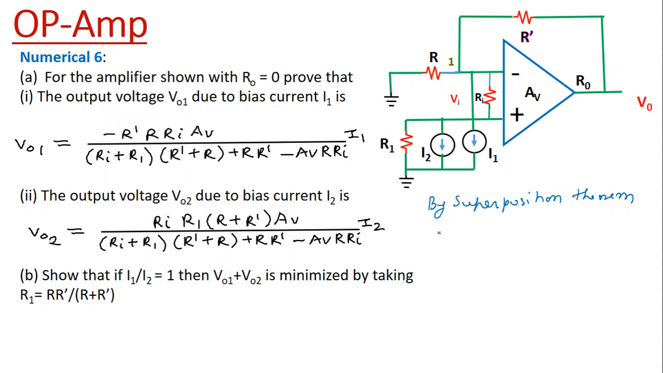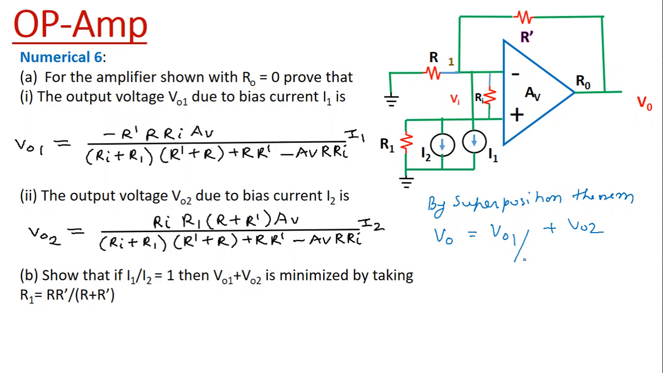According to superposition theorem, we find the output voltage with respect to one current source, and the second current source will be inactive at that time. Similarly, when we find the second voltage with respect to I2, the first current source will be inactive at that time. So our total output voltage will be equal to VO1 plus VO2.